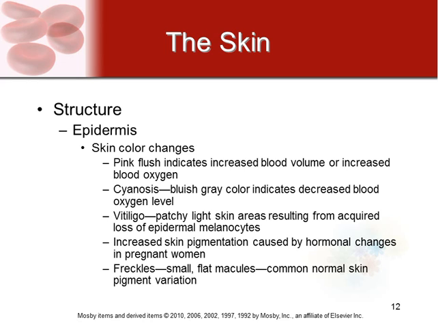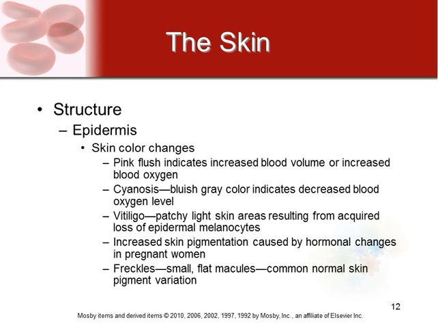Now, it can also go the other way. You can have a cyanotic look, so cyanosis. Cyanosis is more of a bluish gray color, and that indicates a decreased blood oxygen level. So that's when you're not getting enough oxygen to those tissues. It's too decreased. That makes it a bluish gray color, which is cyanosis.